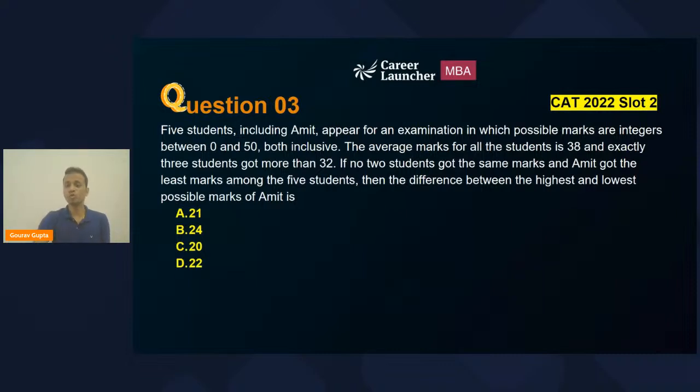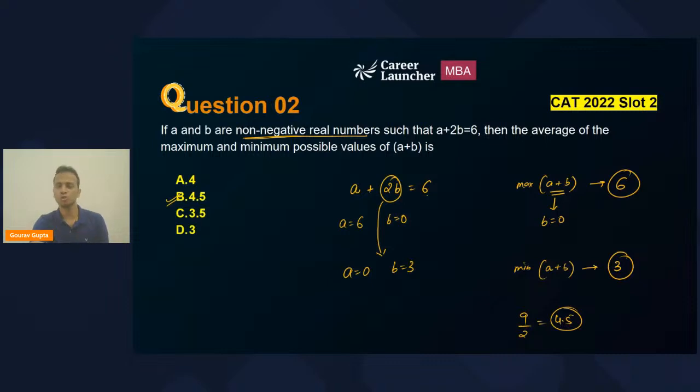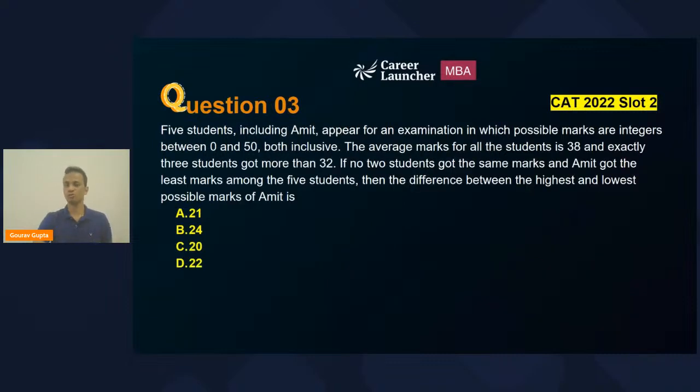CAT 2022 slot number 2. So the previous question was also from slot number 2. This one is also from slot number 2 of the same CAT examination, right? So second question in the same slot. Again, this question has a little bit of maxima and minima involved. Whenever maxima and minima is involved in such questions, you will have to do a little bit of trial and error, the way we have done in the previous question. In a similar manner, this question can be treated.